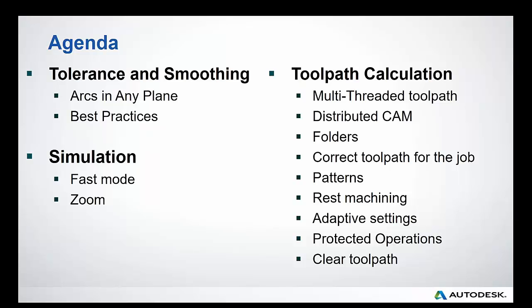So the three key areas where I want to talk about is understanding tolerance and smoothing. That plays a big part in both toolpath calculation and also how things run on the machine. Some things that we can speed up the simulation, so the stock removal, and then a bunch of different things relative to toolpath calculation. I've tried to flow this into a nice, clean presentation, but it just didn't seem to flow. So, like I said, I'll bounce back and forth a little bit. Those are the key areas that I wanted to hit on.